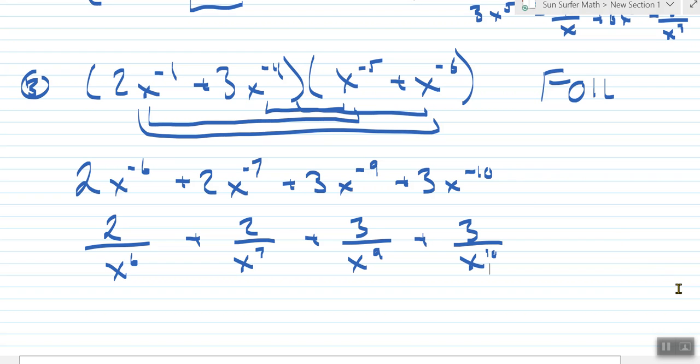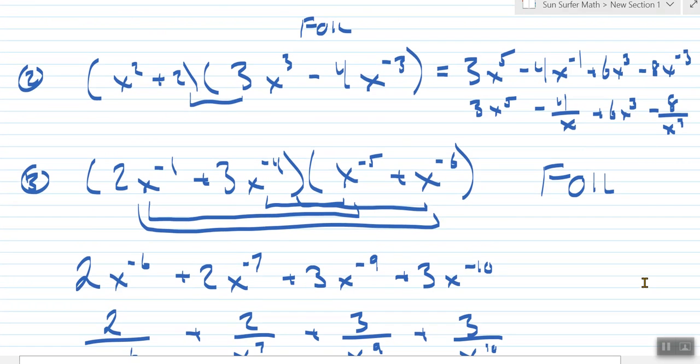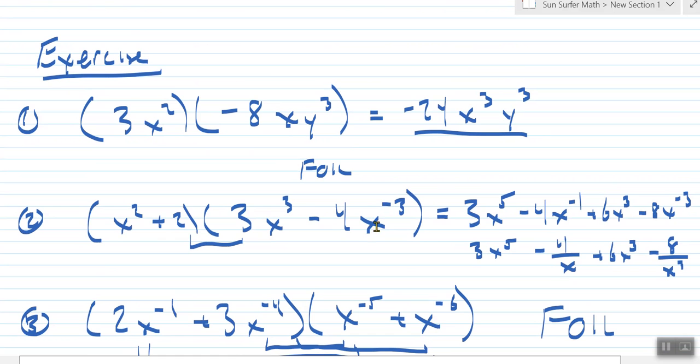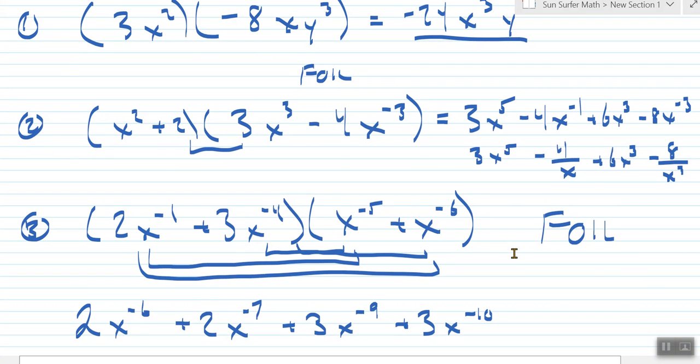One last thing I want to mention is, technically speaking, a couple of these problems were not polynomials because they have negative exponents. The terms that have the negative exponents, we're treating them like they were polynomials, but technically speaking, with a negative exponent, it is a rational function, not a polynomial. But for the purposes of this video, it really doesn't matter.